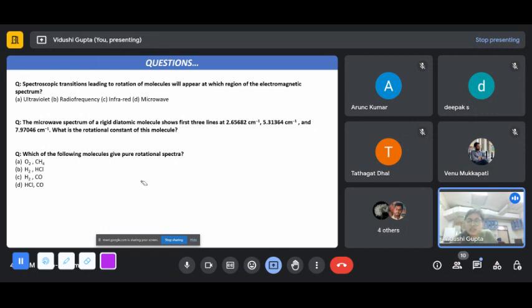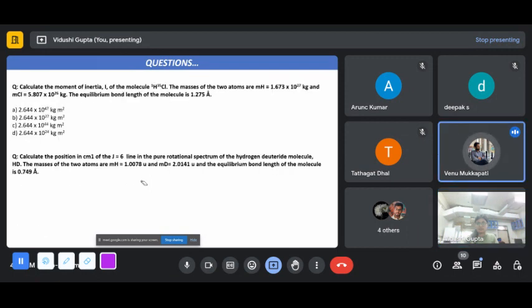Now the next question. The microwave spectrum of a rigid diatomic molecule shows first three lines at 2.65682 centimeter inverse, 5.31364 centimeter inverse, and 7.97046 centimeter inverse. What is the rotational constant of this molecule? So how will you solve it?